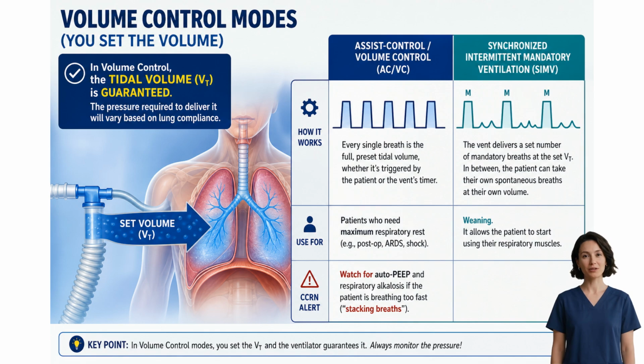The other volume mode is SIMV. Here, the vent gives a set number of mandatory breaths, but in between, the patient can take their own spontaneous breaths at whatever size they want. This is primarily used as a weaning mode to make the patient start using their respiratory muscles.